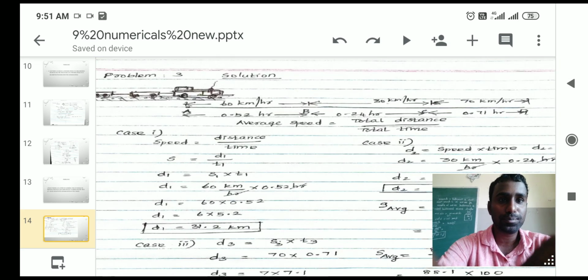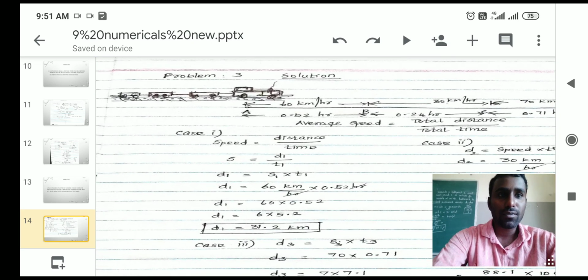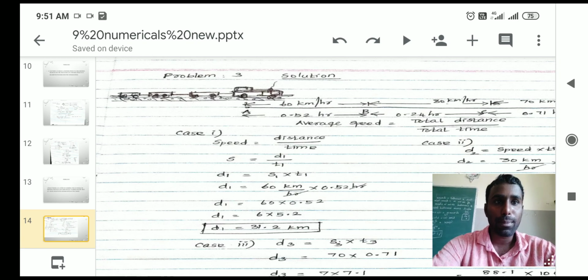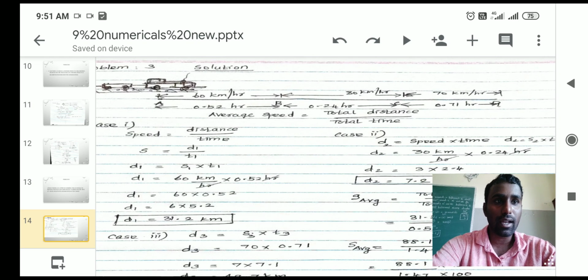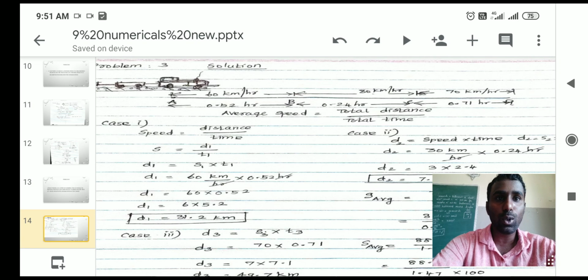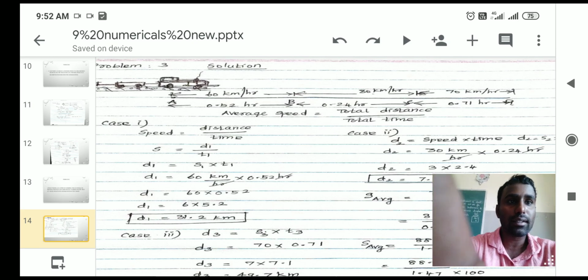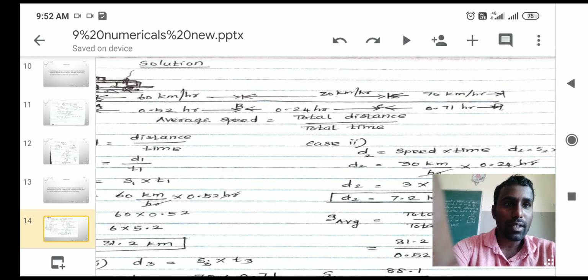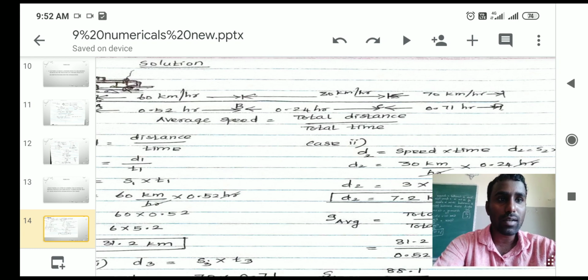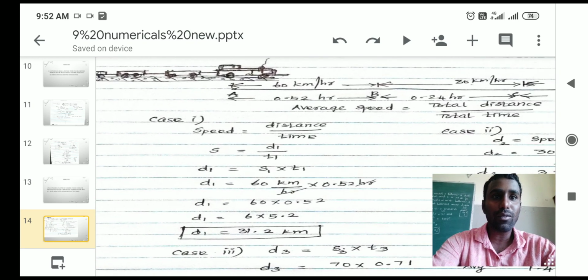First we have to draw the diagram. The train starts from A and reaches B and then C and then D. So first A to B it goes 60 km per hour in 0.52 hour time. Then B to C it goes 30 km per hour and the time taken is 0.24 hour. And the third one, C to D equals 70 km per hour and the time taken is 0.71 hour. Okay, we have to split it into 3 cases.